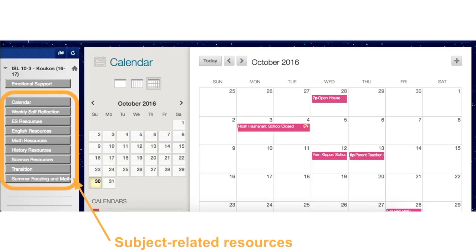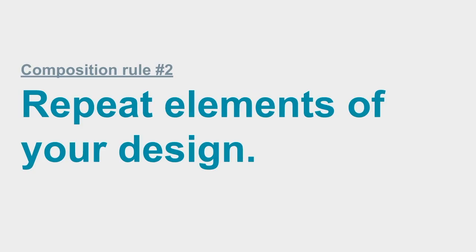The second rule of composition is to repeat elements of your design. If you adopt a standard visual format for the content pages within your course, it will be very easy for students to navigate. A standard format means each content page in your course looks the same, with the exception of the hyperlinks or content you're uploading.